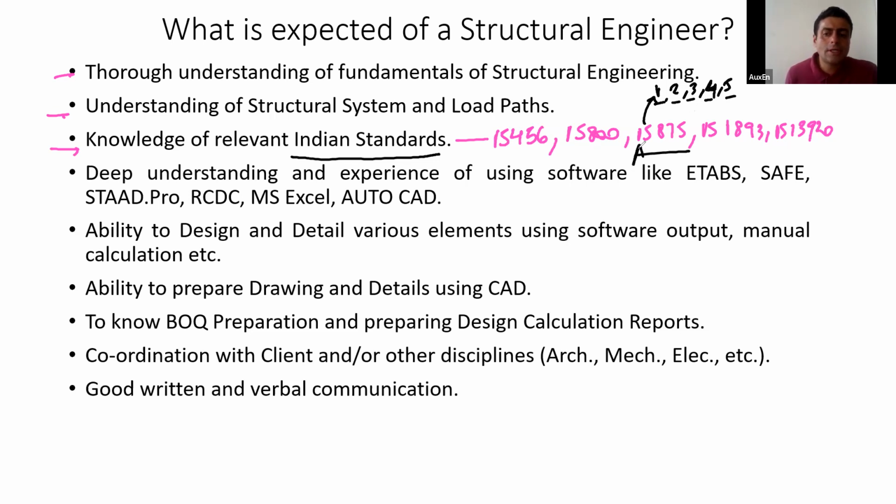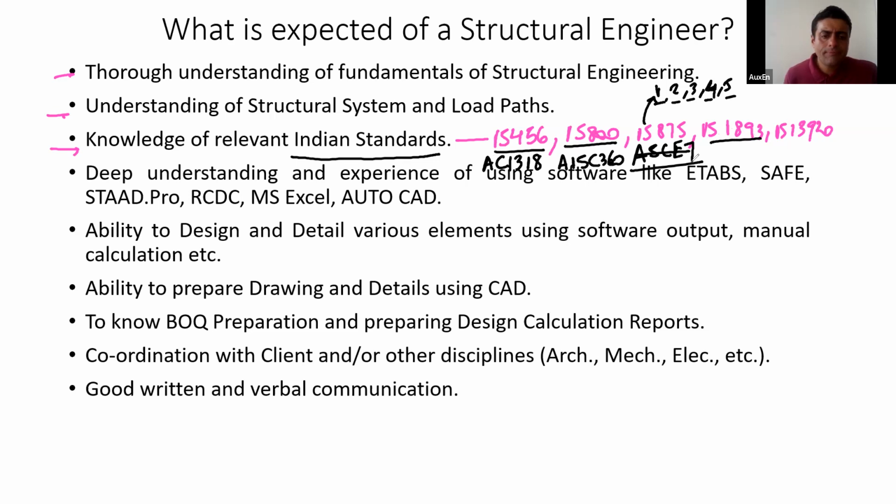The corresponding standard in the American context is ASCE 7. Just like we have IS 875, they have ASCE 7 for load calculation. IS 800 is for steel design. The corresponding American standard is, I think, AISC 360. IS 456 is for, all of you know, RCC design. And the corresponding American standard, if I had to write, would be ACI 318.